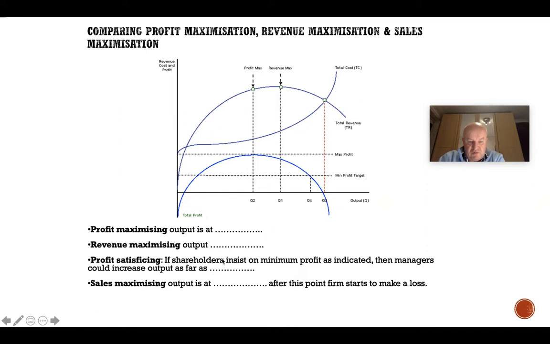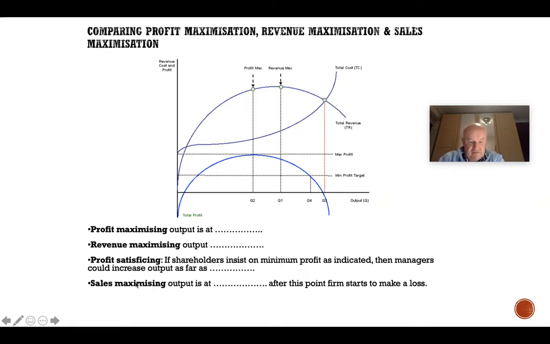If we then look at profit satisficing, where shareholders insist on a minimum profit as indicated, so the minimum profit here is the point at which we would produce. Okay, so that satisfies our shareholders, but it also means that we can actually use some of that other profit that we might be able to achieve to put into our own bonuses, etc.